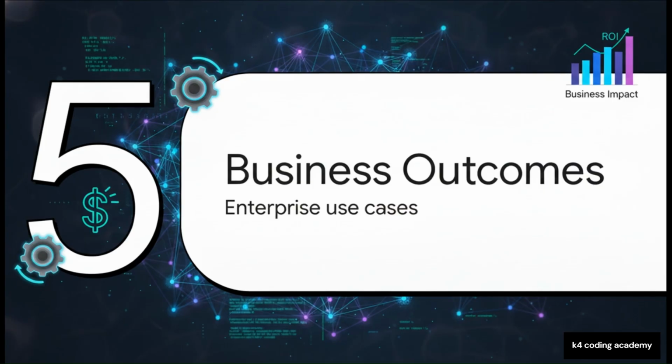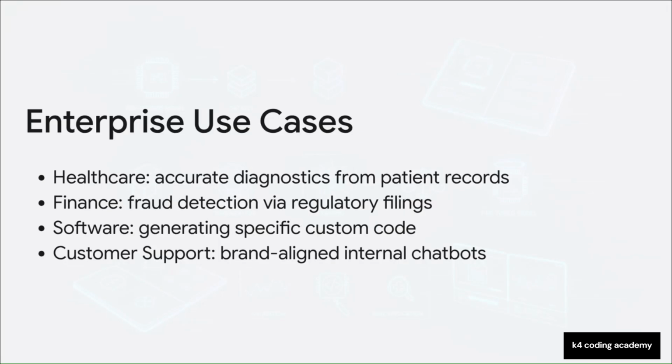Finally, Section 5, Real-World Business Outcomes. Let's dive into the most important part, the actual ROI of all this engineering effort. The real-world applications here are incredibly powerful. In healthcare, fine-tuning on proprietary patient records leads to highly accurate diagnostic assistance. In finance, models fine-tuned on specific regulatory filings excel at fraud detection. In software development, the AI can generate custom code that fits your exact internal frameworks.